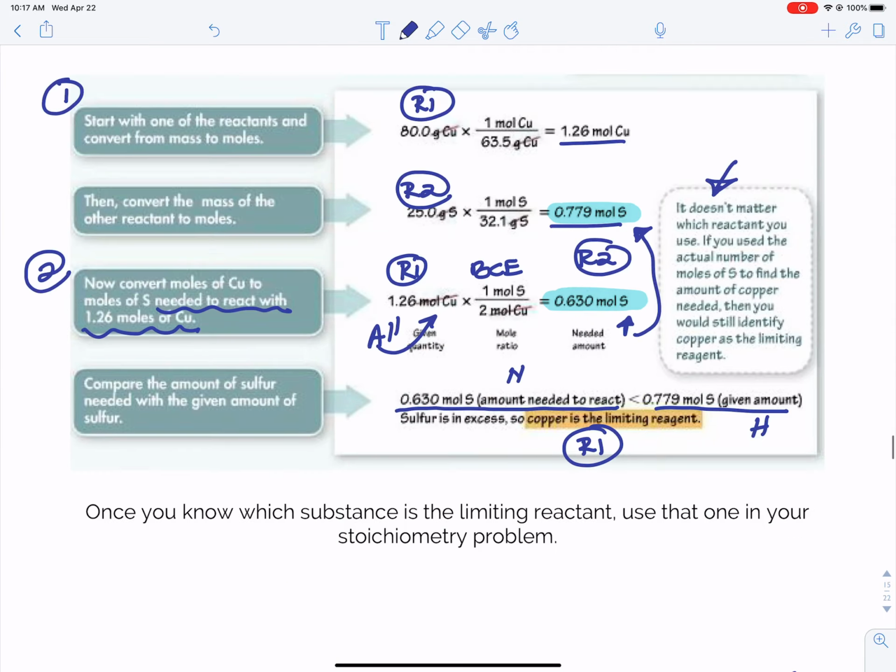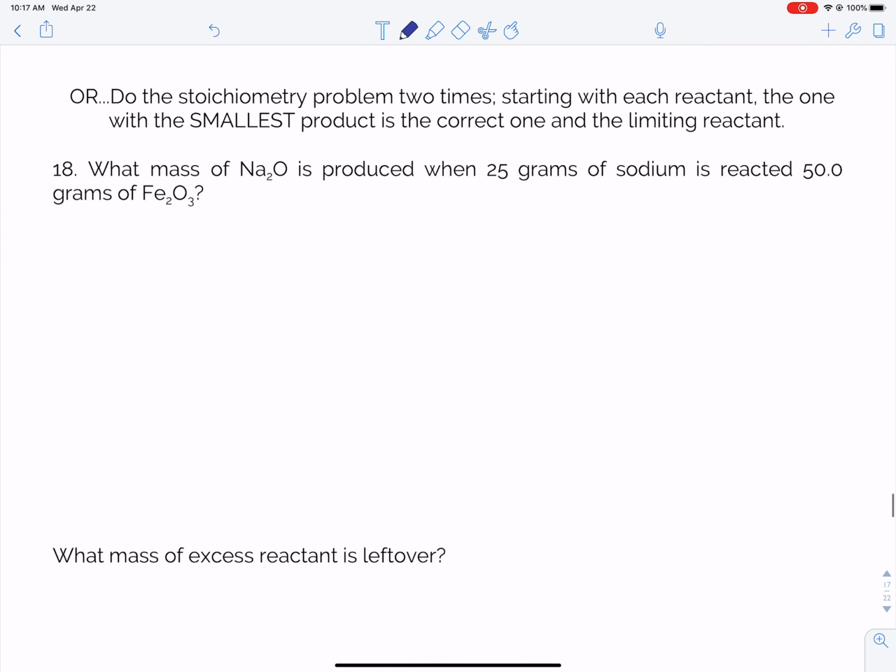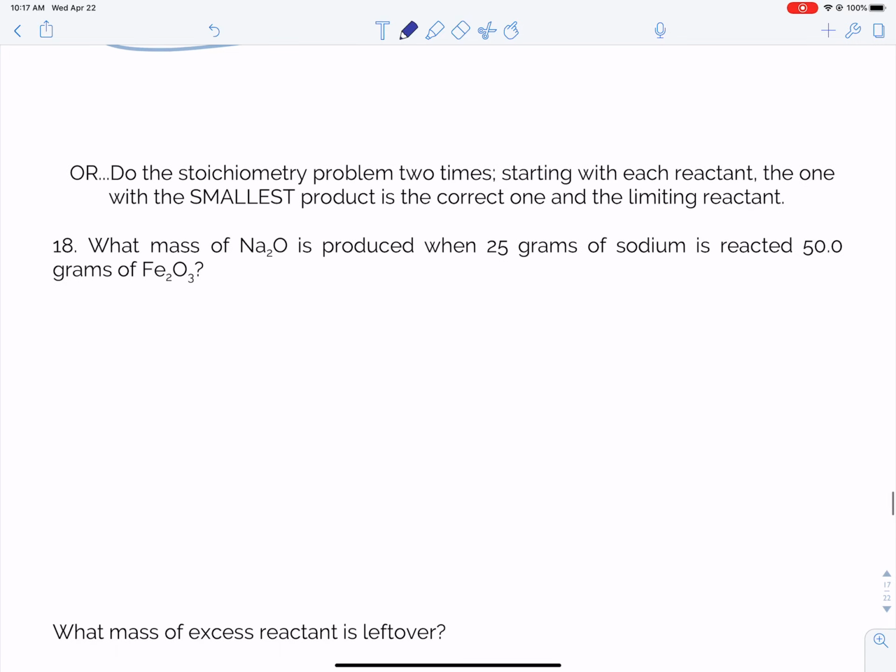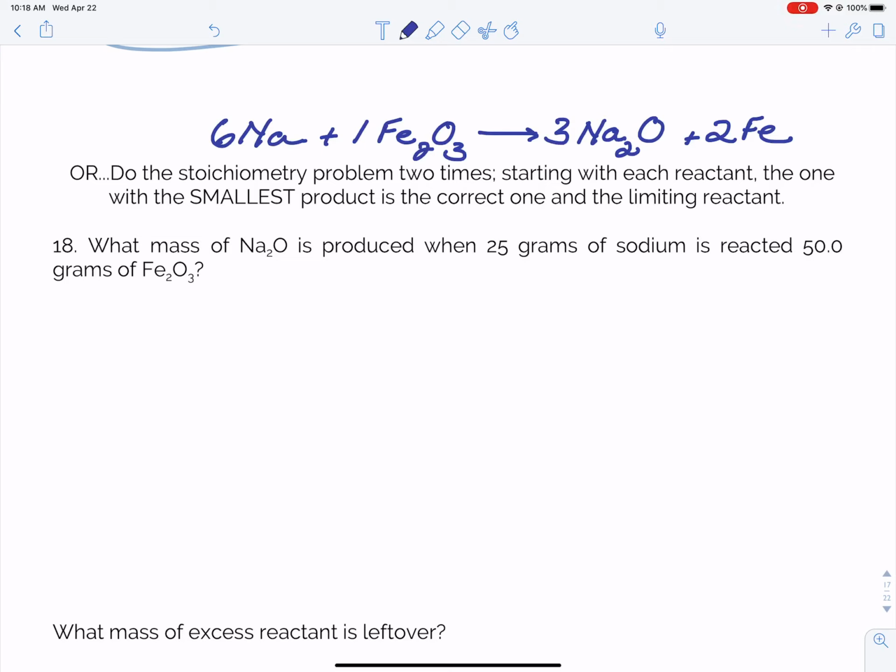So now let's go do this problem. What mass of sodium oxide is produced when 25 grams of sodium reacts with 50 grams of Fe2O3? I'll just rewrite the balanced chemical equation up here: 6 sodium plus 1 Fe2O3. We don't usually write the 1, but we will use that coefficient. That gives 3 sodium oxide and 2 atoms of iron. So what mass of Na2O is produced?